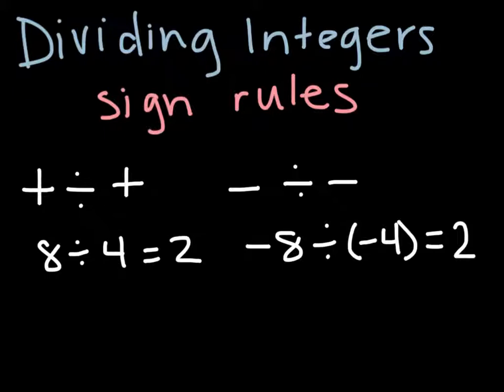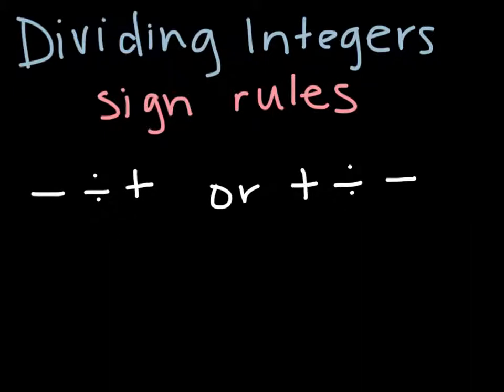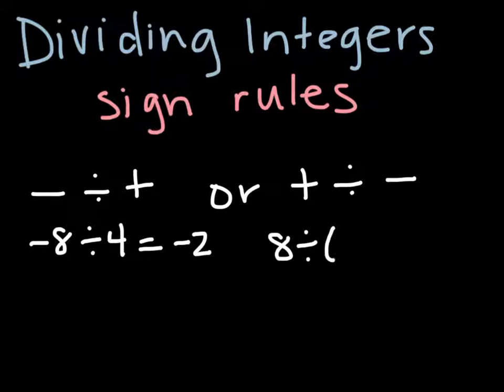In Rule 2, we see that the quotient of two integers with different signs will be negative. So, dividing a negative number by a positive number yields a negative quotient, and dividing a positive number by a negative number yields a negative quotient.